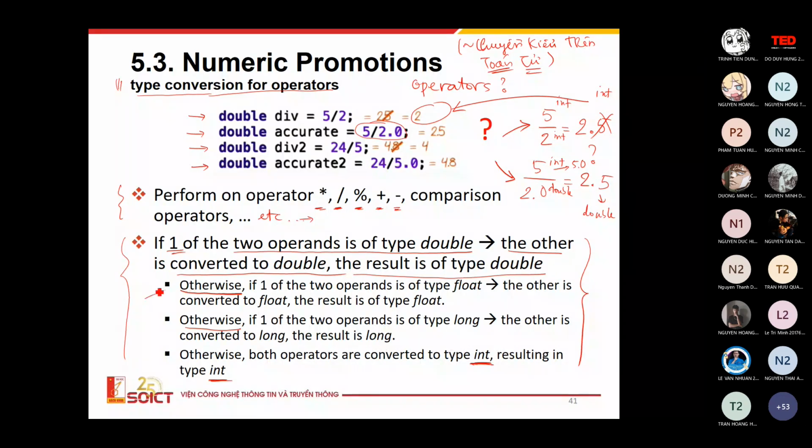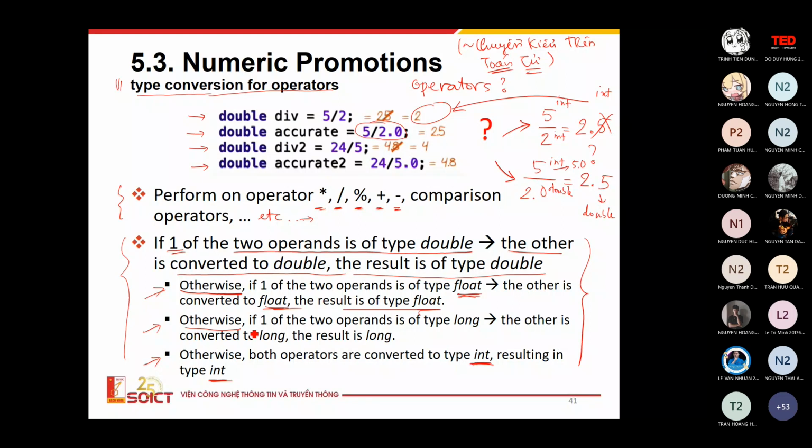Nếu không, quan trọng ở những cái từ otherwise này nhé. Tức là đầu tiên phải xét có phải double không đã. Nếu không phải double, thì mới xét đến các trường hợp dưới nhé. Nếu hai toán hạng này không phải double, và một trong hai toán hạng là float, thì toán hạng kia được chuyển về float và kết quả là float nhé.